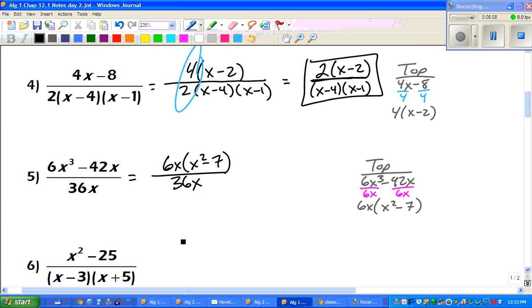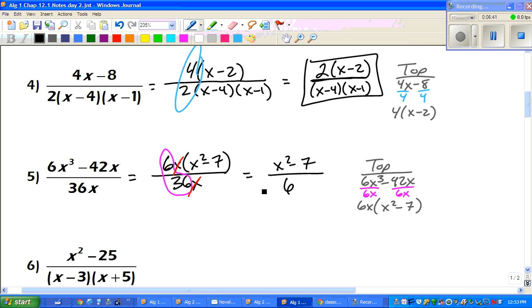And then the bottom, we can't do anything with that. All right, so the first thing we look at is the 6 and the 36. Well, that reduces to 1/6. Okay? Now your x's cancel out. And then on the top, since we have another thing, we don't have to keep the 1 there. We have x squared minus 7.